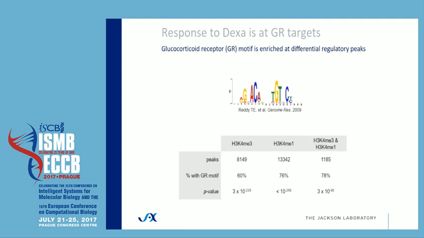The vast majority, especially these overlapping peaks, have a glucocorticoid receptor binding motif, and that's shown here. So the glucocorticoid receptor directly binds the drug, is imported into the nucleus, and activates or suppresses genes. And so that's mostly what we're seeing here. The majority of effects, as far as we can tell, are being mediated by this glucocorticoid receptor activity.